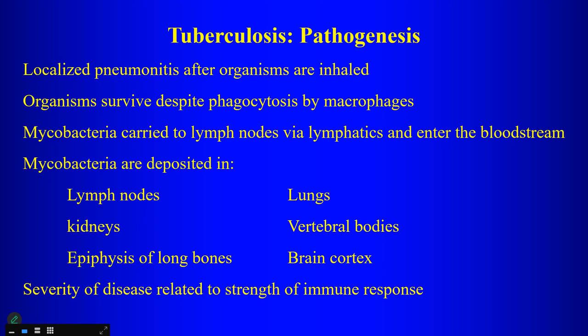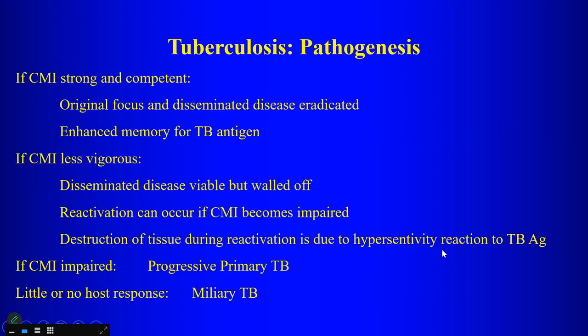That is also why, many years after exposure to tuberculosis, patients can present with brain abscesses or abscesses in the spine, or discitis and osteomyelitis. So it spreads to lymph nodes, kidneys, epiphyses of long bones, lungs, vertebral bodies, brain cortex, and the severity of disease is related to the strength of the immune response. If cell-mediated immunity is strong and competent, the original focus and disseminated disease is eradicated, and again, the only thing left is an enhanced memory for TB antigen.